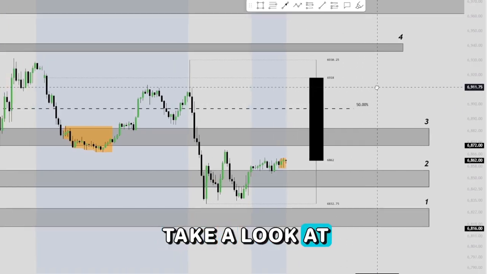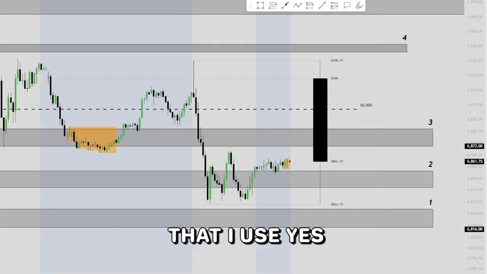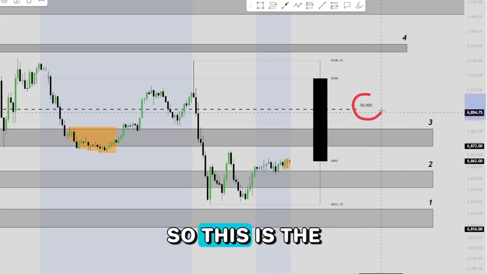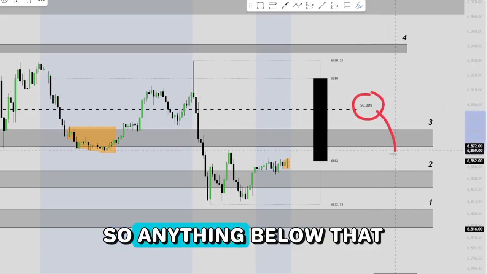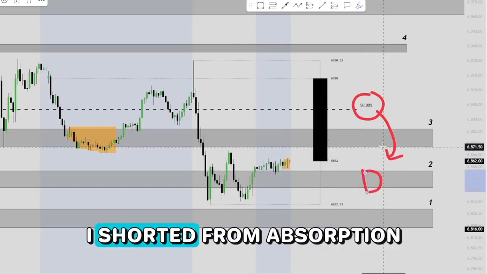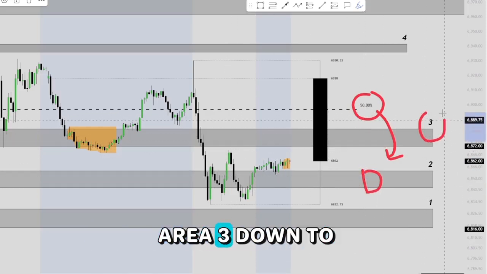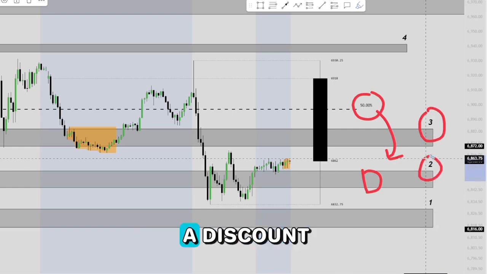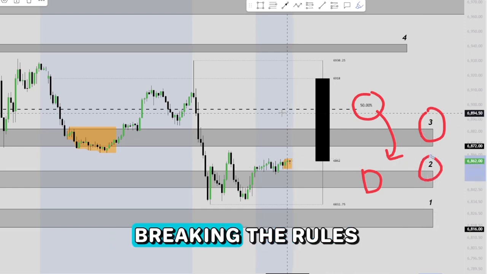If I take a look at some of the indicators that I use, yes, I use the fib, even though this is not really an indicator. This is the 50% area, so anything below that would be, by definition, a discount. However, I shorted from absorption area 3 down to absorption area 2. So I was shorting in a discount, which is technically breaking the rules.